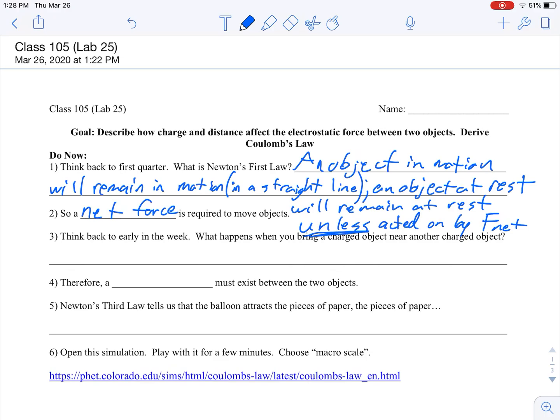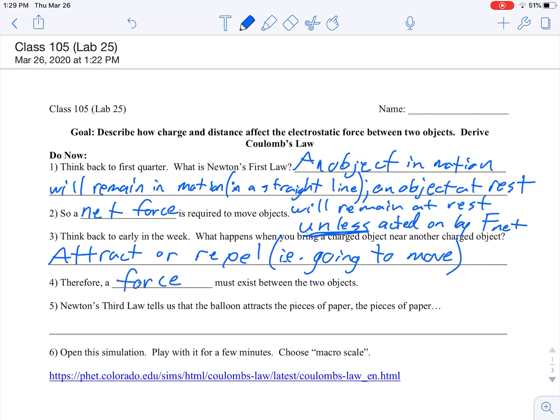So think back to earlier this week. What happens when you bring a charged object near another charged object? They're going to either attract or repel, i.e., they're going to move. Therefore, a force must exist between the two objects. In order to make things move, you need a force. Okay, and what is that force? That's the electrostatic force.